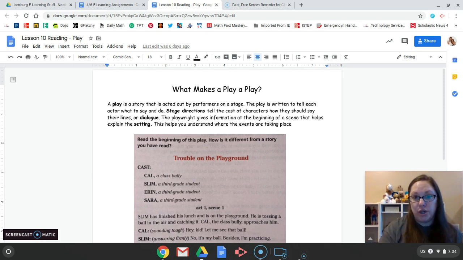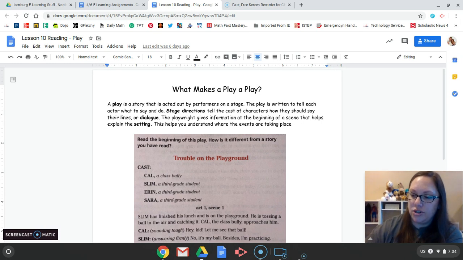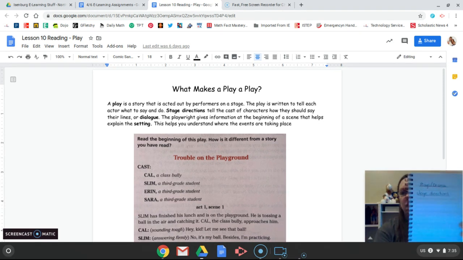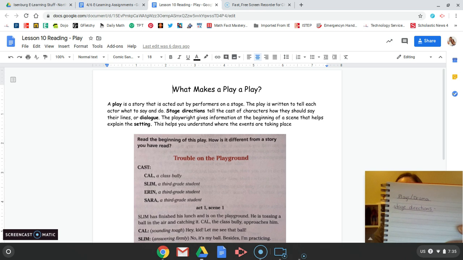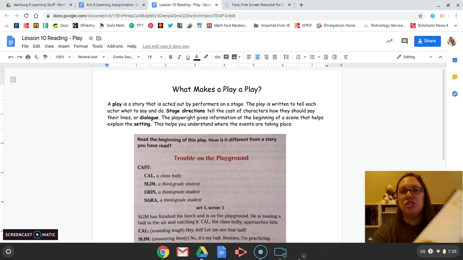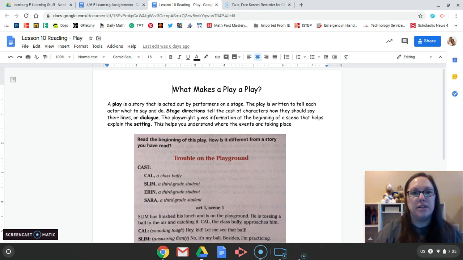And this is an important word that you're going to need to remember. This is one of our vocabulary words that if we were at school, I'd be quizzing you on it kind of every day. Do you remember what this means? So I would go ahead and write this in your notebook. So I'm going to write stage directions. Okay, so you can see stage directions. That's going to be our first vocab word. So stage directions tell the cast of characters how they should say their lines or their dialogue.